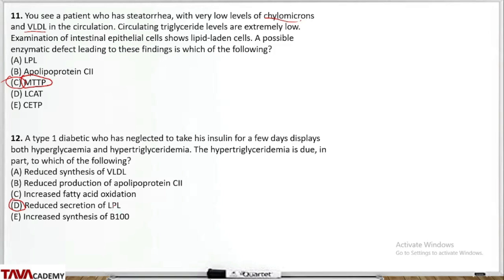So if LPL is not upregulated, triglycerides cannot be broken down in the blood from chylomicron. So there will be excess chylomicron in the bloodstream. So that excess chylomicron in the bloodstream is because insulin was not present to activate or upregulate the secretion of lipoprotein lipase.